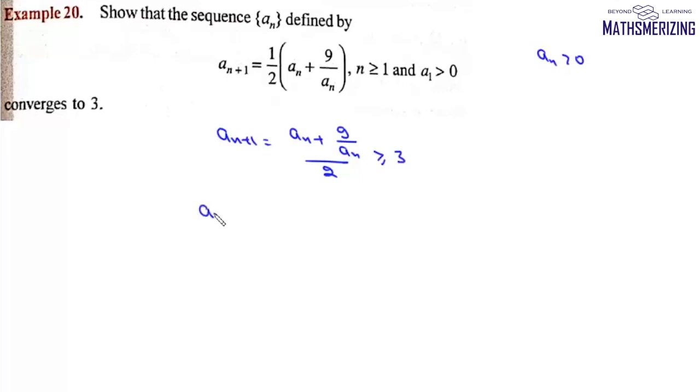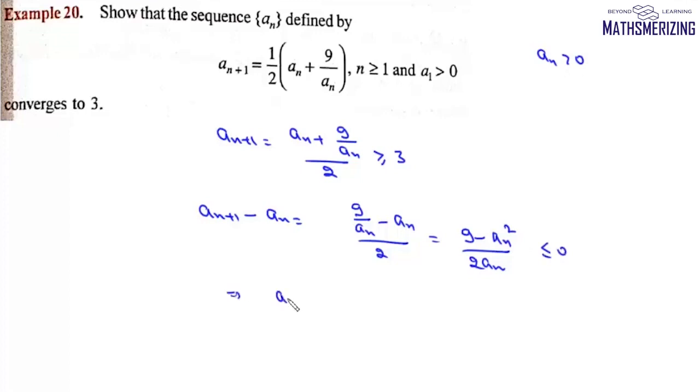Now if we write a_{n+1} minus a_n, it will be simply 9 upon a_n minus a_n, by 2, which is (9 minus a_n square) upon 2a_n. Now since a_n is greater than or equal to 3, 9 minus a_n square is always less than or equal to 0. That means a_{n+1} will be less than or equal to a_n. That is, this sequence is a monotone decreasing sequence.